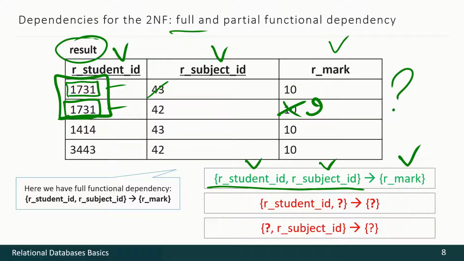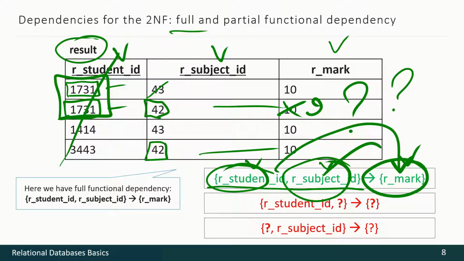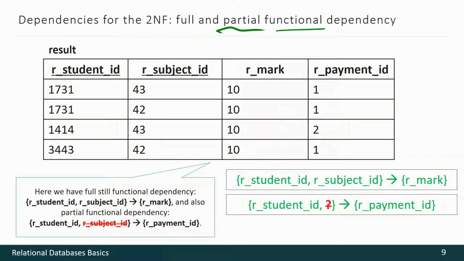We cannot detect a single mark. And if we, for instance, have only subject ID, like this 42, but we do not have student ID, we also have several marks, and we cannot detect the exact mark. But only having both student ID and subject ID, we can detect the exact mark for this combination. So this is full functional dependency. With partial functional dependency, the situation may be as follows.